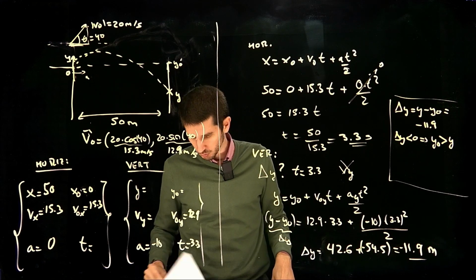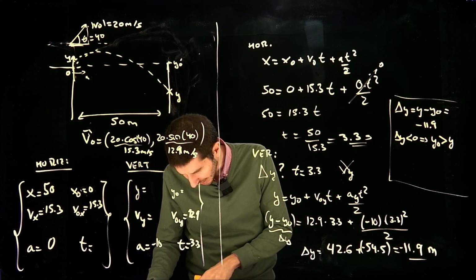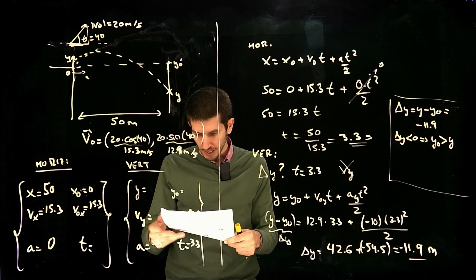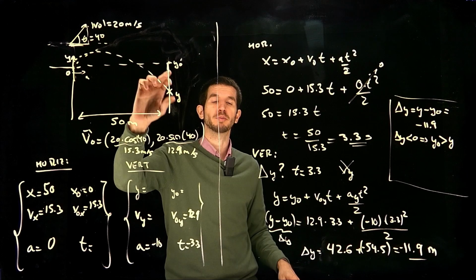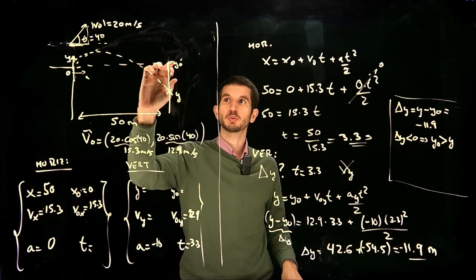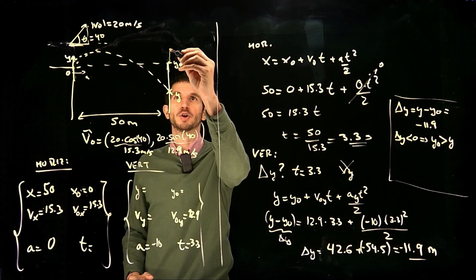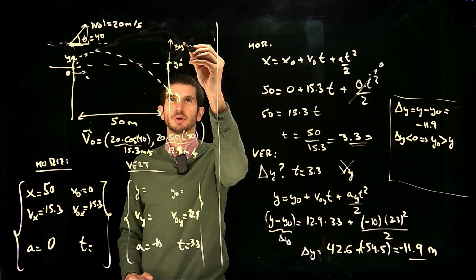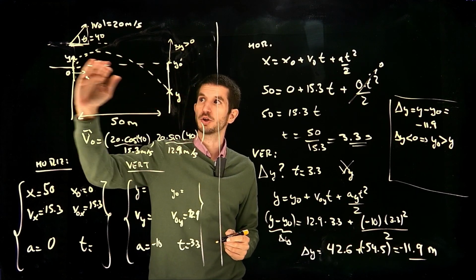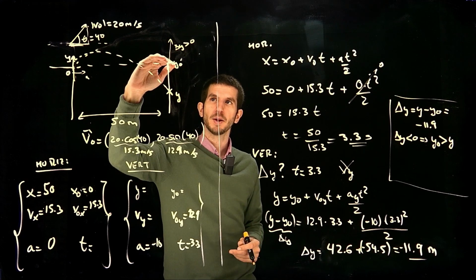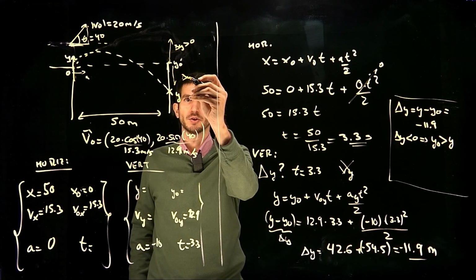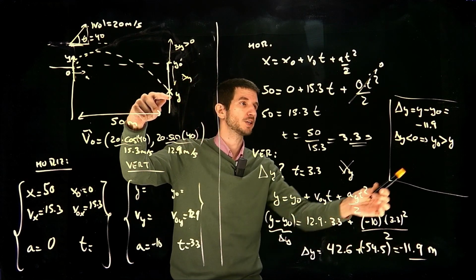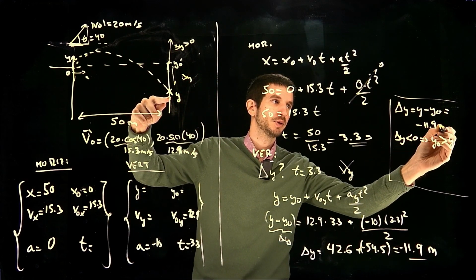If the question was how far above or below its original level will the ball strike the opposite wall, we don't know if it's going to be above or below. We take the displacement, because if the displacement was positive, the object would be hitting up, right? Positive displacements are above y sub 0, the same height as the building. But because the displacement is negative, we know that it's pointing down. So how far below? It's actually 11.9 meters without the sign.